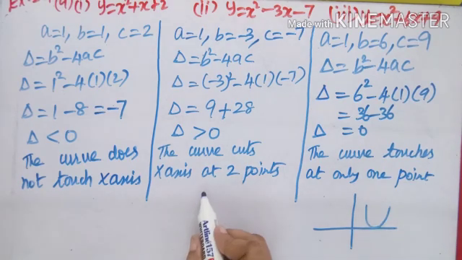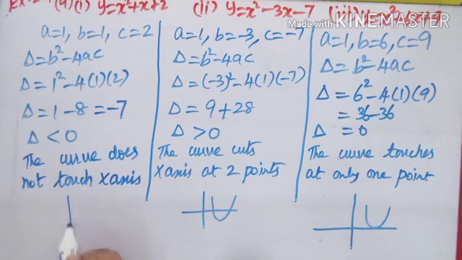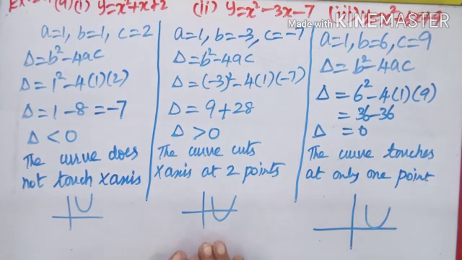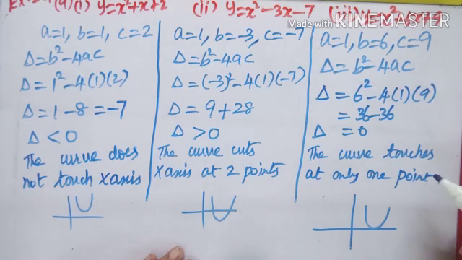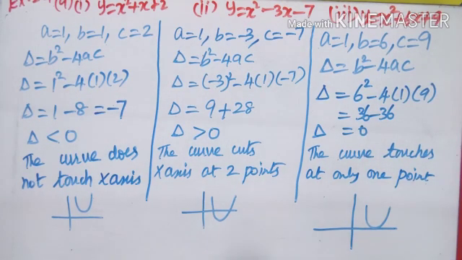This is the diagram. Cutting at 2 points. This is the diagram. Does not touch. The curve may be somewhere like this. So this is only for your example and you need not do this in the exam. But remember, the discriminant itself tells how the curve will be.